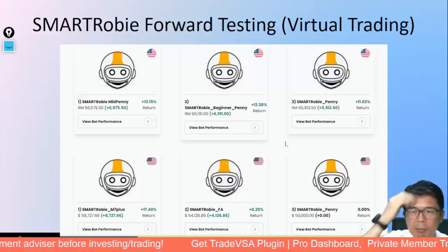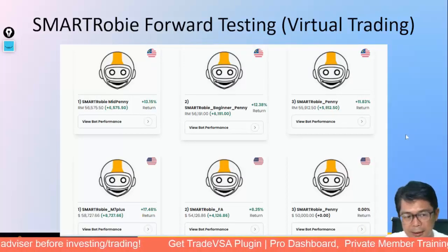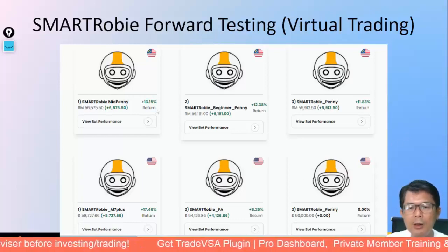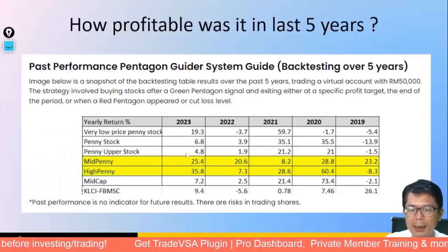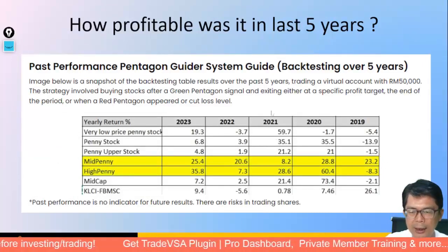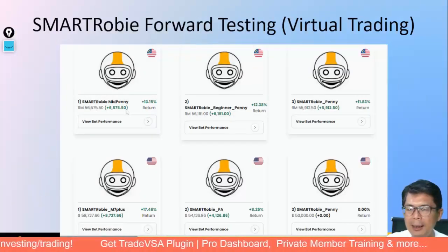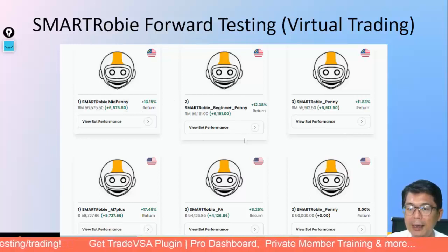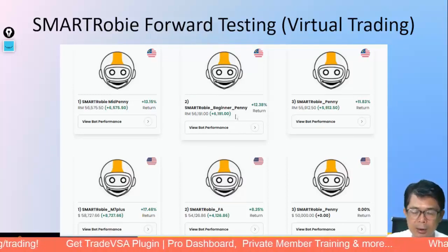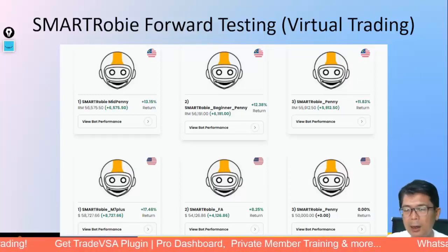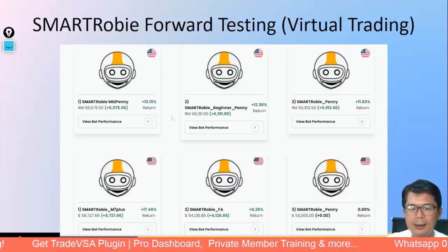All right, now we also have the SmartRobie forward testing. I can't showcase them here due to the time frame that we have, but I want to share with you, if you just trade the mid penny, remember earlier on I shared this one, right? The mid penny is the best performance, then yellow and high penny. So you can see from this year 2024 mid penny, and we have the beginner penny, which is also doing very well. Beginner penny is basically trading on the Pentagon guide. All these are Pentagon guide shares that we are trading in here.